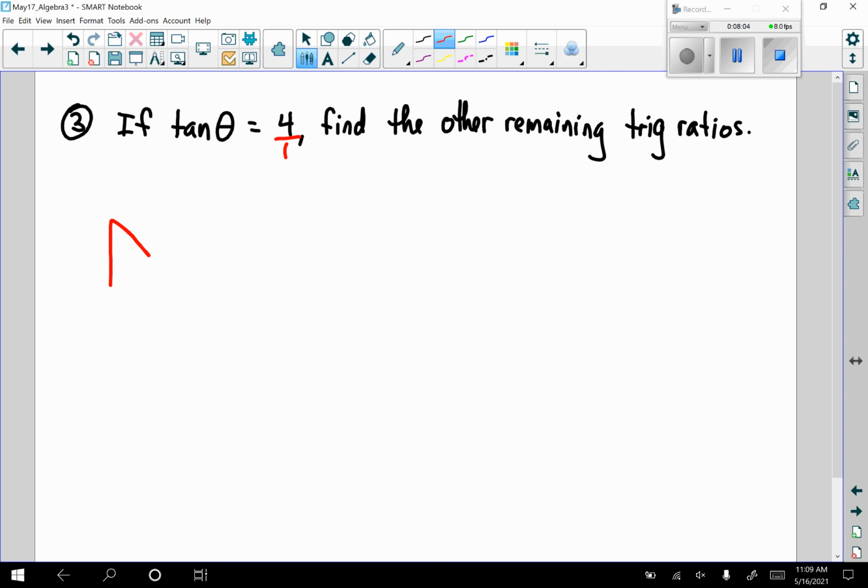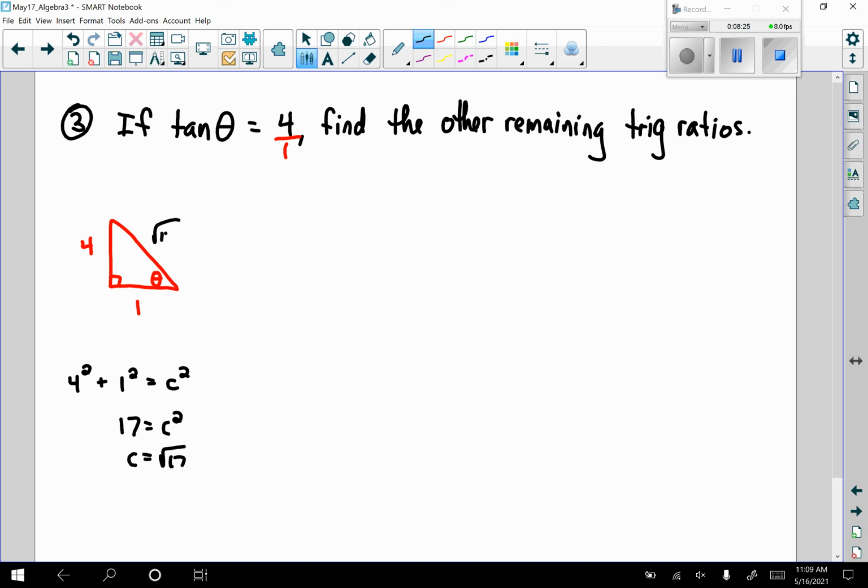Let's draw a right triangle, label theta. So tangent is opposite over adjacent, so that makes this side 4, this side 1. Let's use the Pythagorean theorem to find the length of the hypotenuse. We'll get 4 squared plus 1 squared equals c squared. That's actually going to give us 17. So c is equal to radical 17.